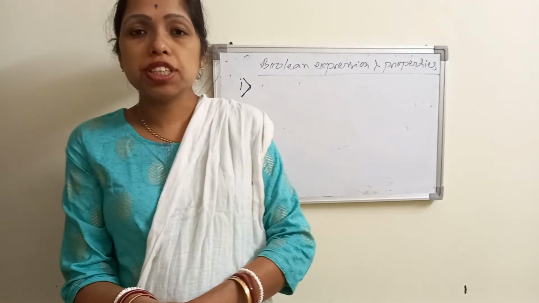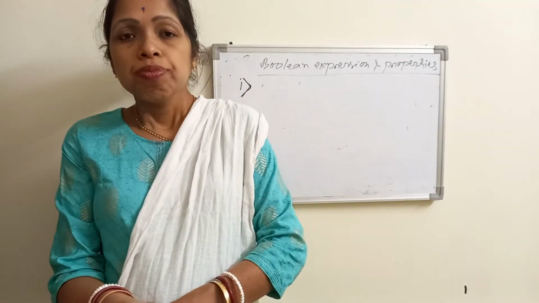Hello friends, last class I discussed the basic gates of digital electronics, right? And I also discussed the respective truth tables. And where can we use such basic gates in practical life? This also we discussed. So today we'll discuss what a Boolean expression is, what the properties of Boolean expressions are, and some universal gates.